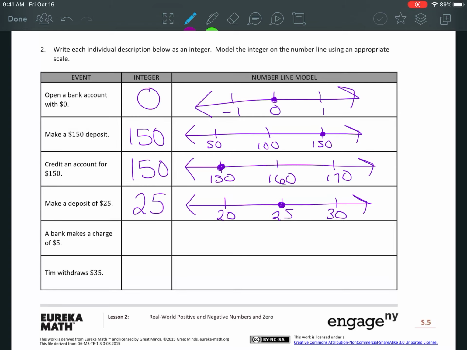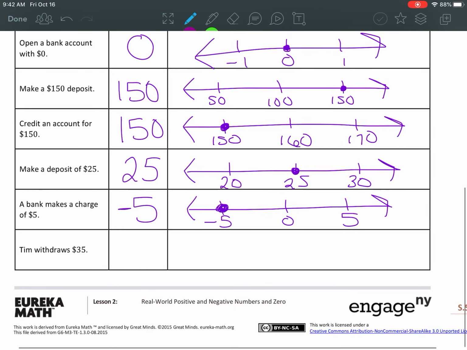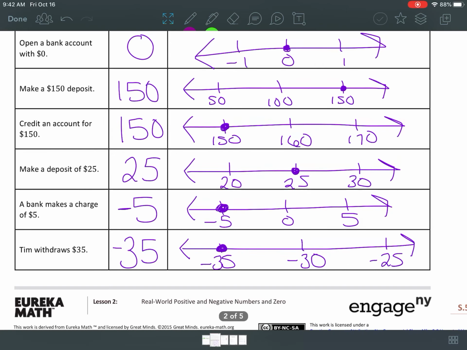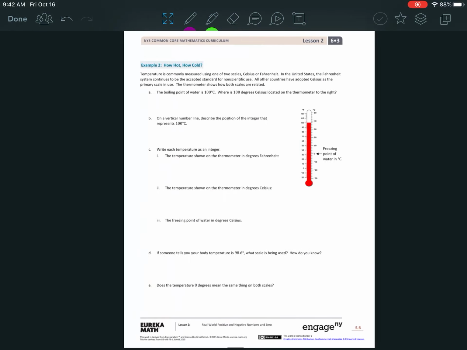Okay, the bank makes a charge of $5. That means they're charging you $5, so that'd be a -5. So we'll have 0, 5. The opposite of 5 is -5. Tim withdraws $35. So that'd be -35. So I'm going to do -25, -30, and -35. Alright, next page.